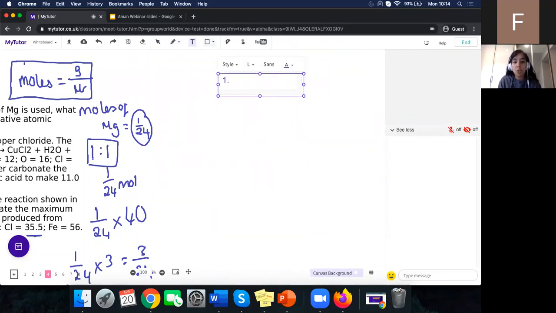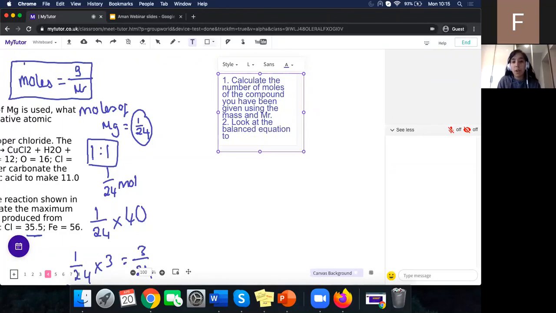So the first thing that you want to do is calculate the number of moles of the compound you've been given. What I mean by that is you will be given a mass of something. It won't be the compound that you want, but of that compound, because we've been given a mass and the MR, and we can calculate the number of moles. Then we look at the balanced equation to calculate the ratio of the compound you want versus the compound you've been given.